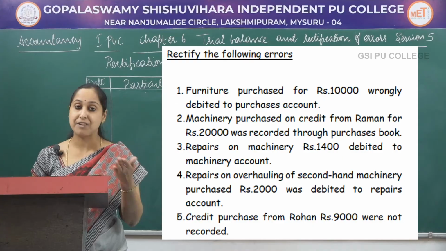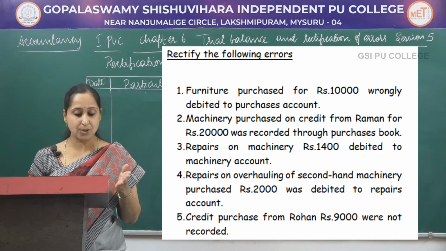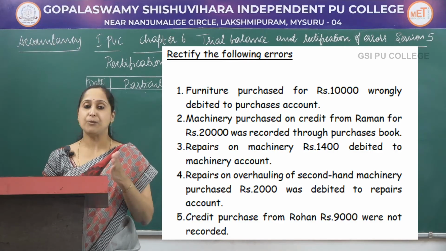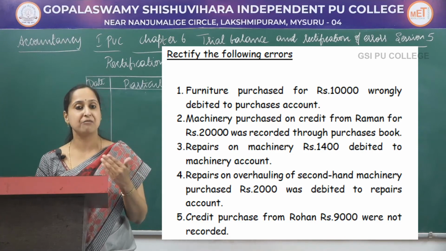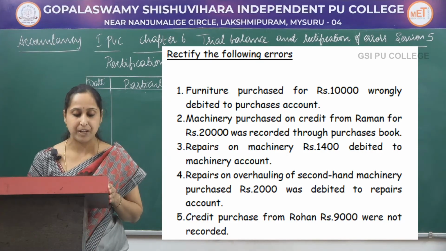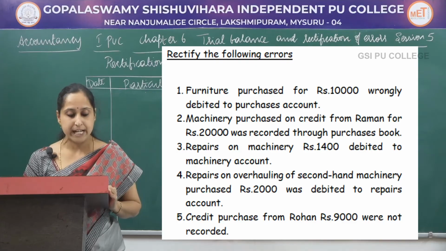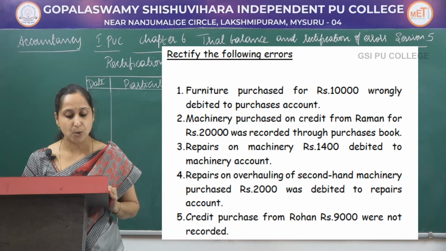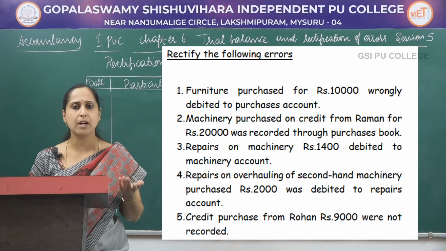Debiting machinery, they have debited to repairs account. This is wrong. So now what do we have to do? Now we have to debit machinery and we have to credit repairs account. Error will be rectified. Next is credit purchases from Rohan rupees 9000 were not recorded.